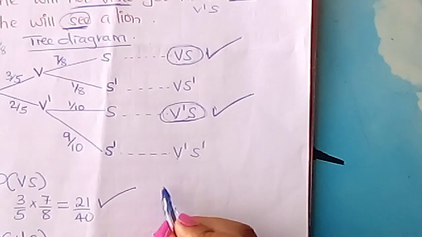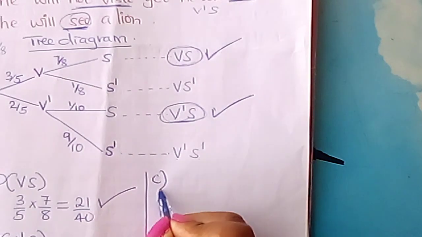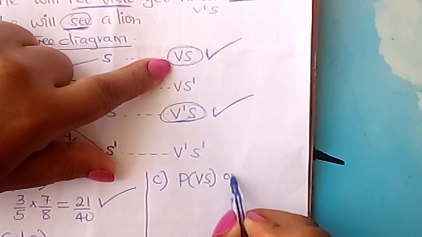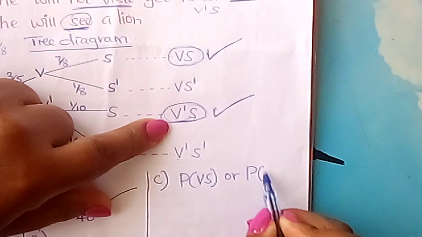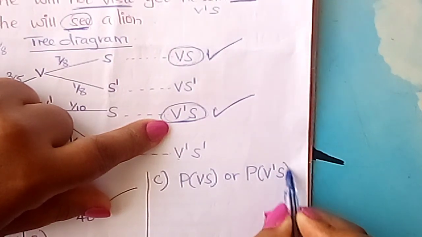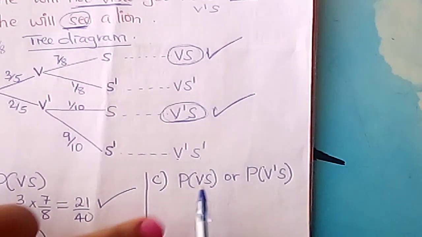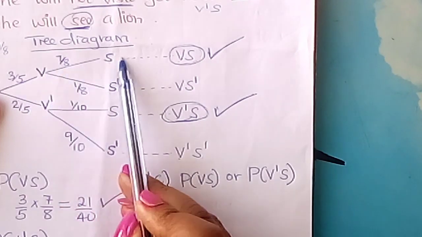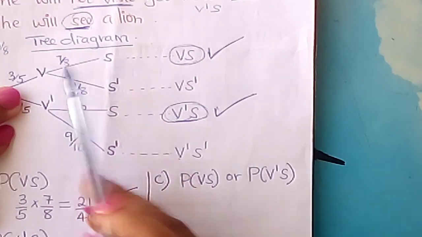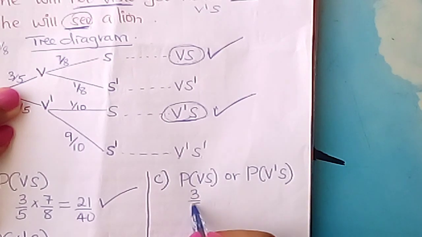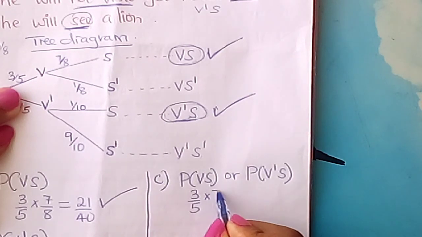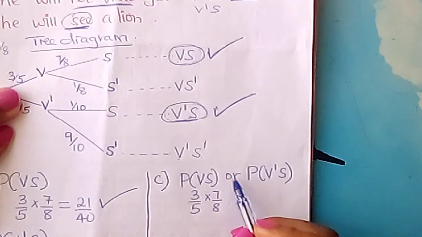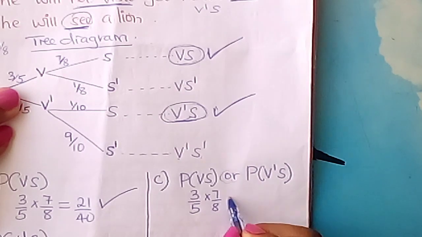So maybe I can write it here, learner. Part C. It is the probability of visiting and seeing, or the probability of not visiting and seeing. Like that, learner. So VS, where is it? We follow the branch. Here it is. VS, 3 over 5 times 7 over 8. Then OR means you add. Once you come across OR in probability, add.